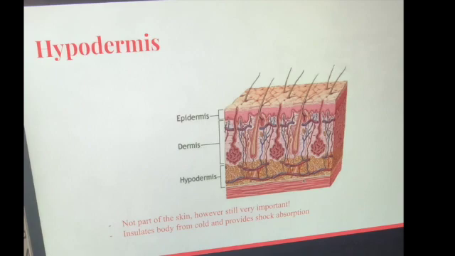Lastly, we have the hypodermis. The hypodermis lies directly beneath the dermis. The hypodermis is not part of the skin. However, it is important for us to go over because its function is to insulate the body from cold temperatures and provide shock absorption. Examples of where you can find the hypodermis being the thickest is either in the palms of your hands or the soles of your feet. And where you'll find it being the thinnest is your eyelids.